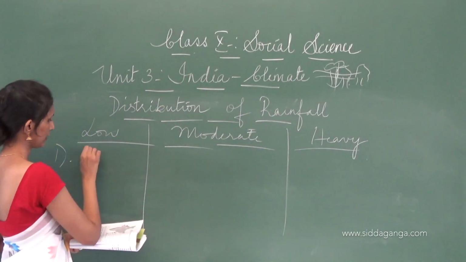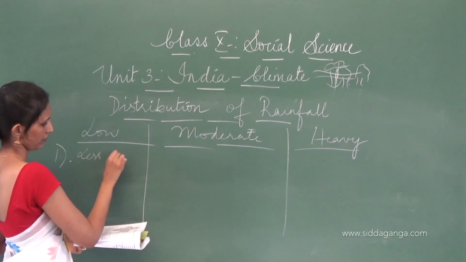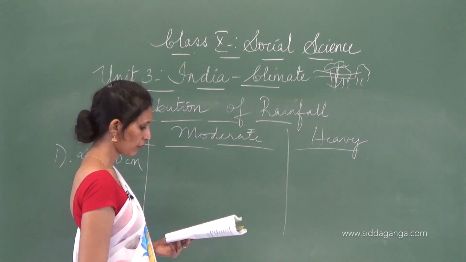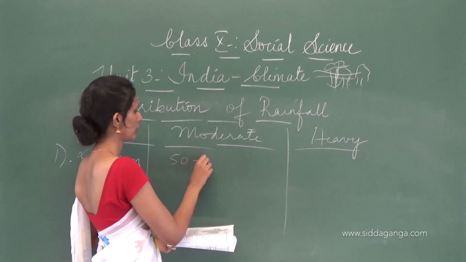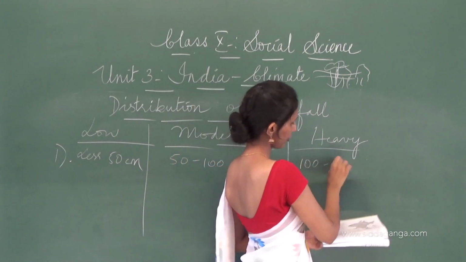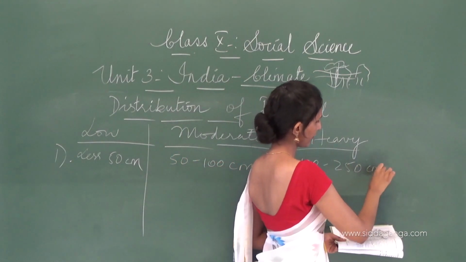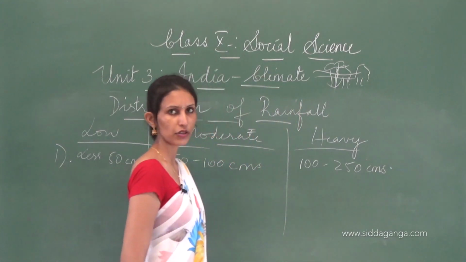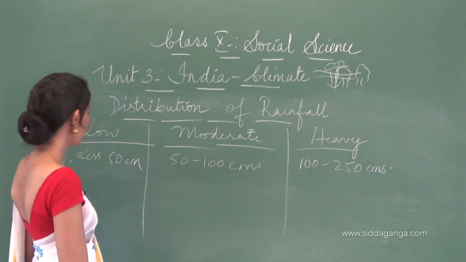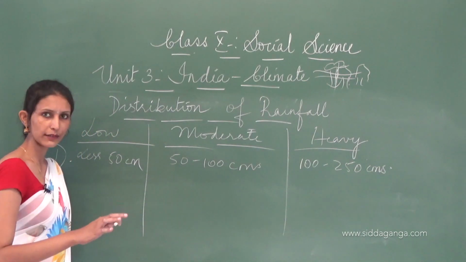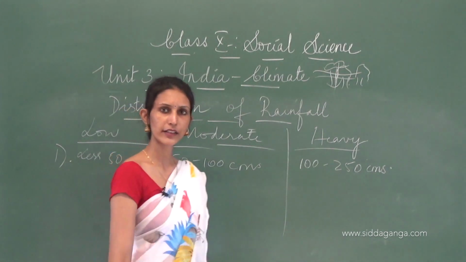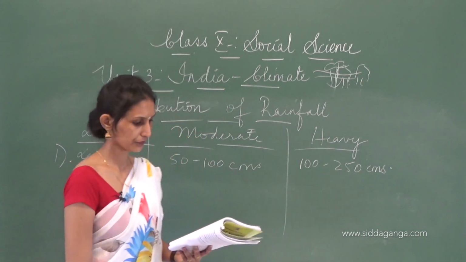So less than 50 centimeters is low rainfall. Moderate is between 50 to 100 centimeters. Heavy rainfall is 100 to 250 centimeters. So this is how we are making blocks for the climatic conditions that are there. Low is less than 50 centimeters. Moderate is 50 to 100 centimeters. Heavy is 100 to 250 centimeters.